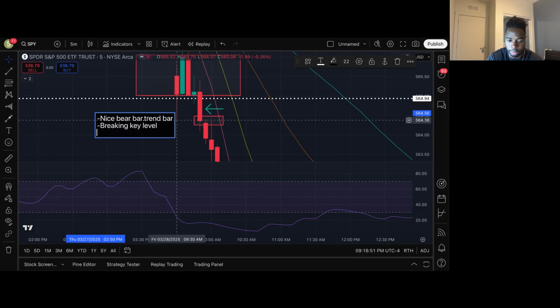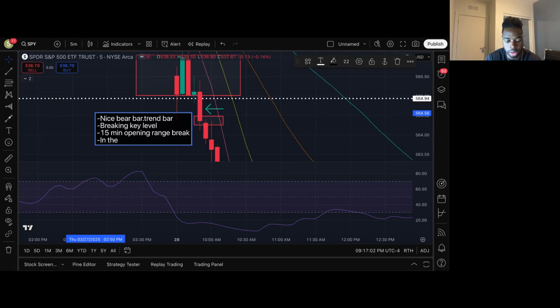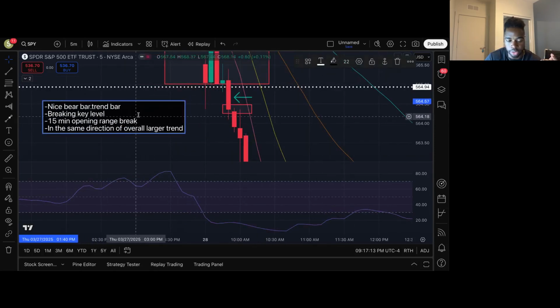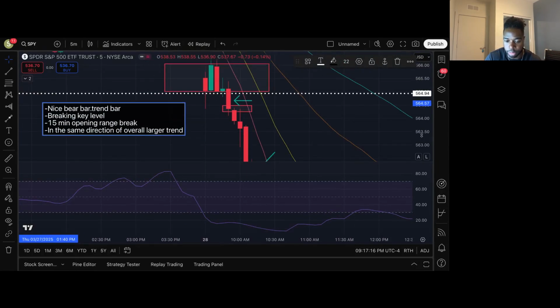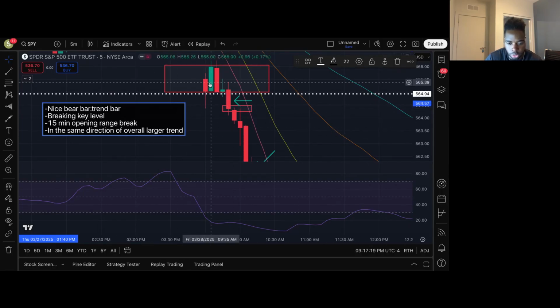And then what happened here? This was a 15-min opening range break. And then I'm going to say this is in the same direction of the overall larger trend. The overall larger trend on the larger time frames is a downtrend. So this goes in that direction, and that makes the setup a good setup. We also broke below the open. So we're below the open. What else is going on here?